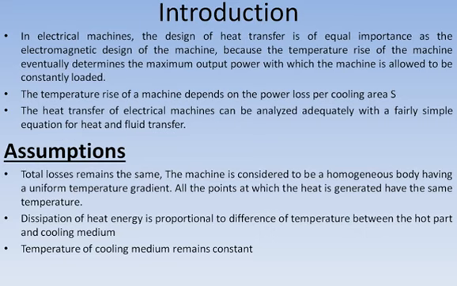In order to obtain the expression for temperature rise, certain assumptions are there. Let's look into the assumptions. First assumption is the total losses remain the same and the machine is considered to be a homogeneous body. Homogeneous body means at each and every part of the machine the temperature remains the same. That is what is being considered here. All the points at which heat is generated have the same temperature.